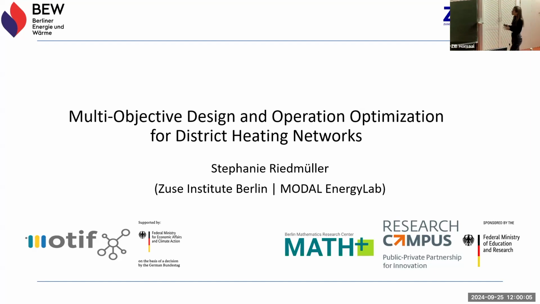Okay, I want to talk about two things. One is the modeling of district heating networks, and the second thing is how to include multi-objective targets when you do optimization for district heating networks. And this is from an ongoing project with our industry partner BEW, Berliner Energie und Wärme. This is the district heating provider of Berlin.